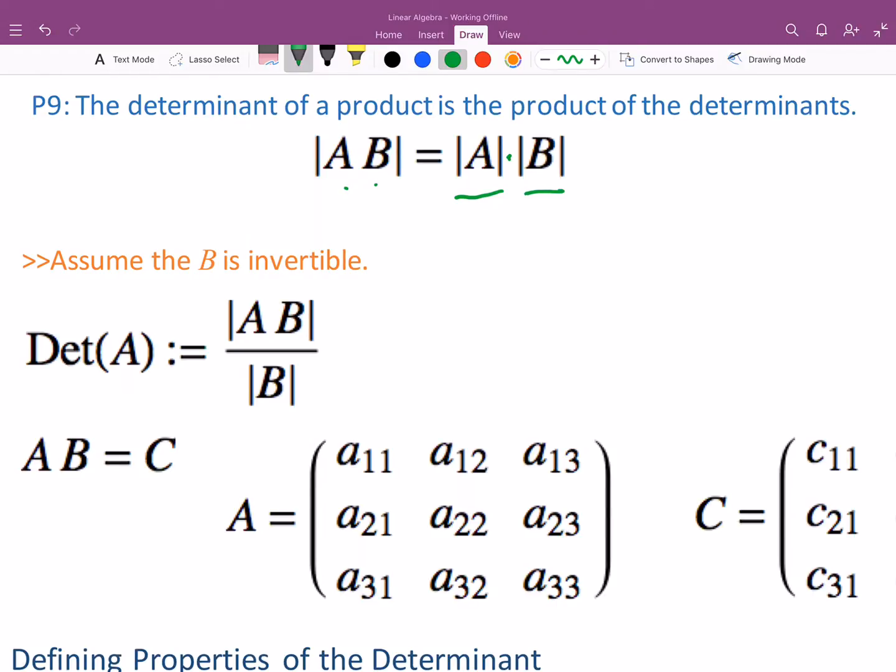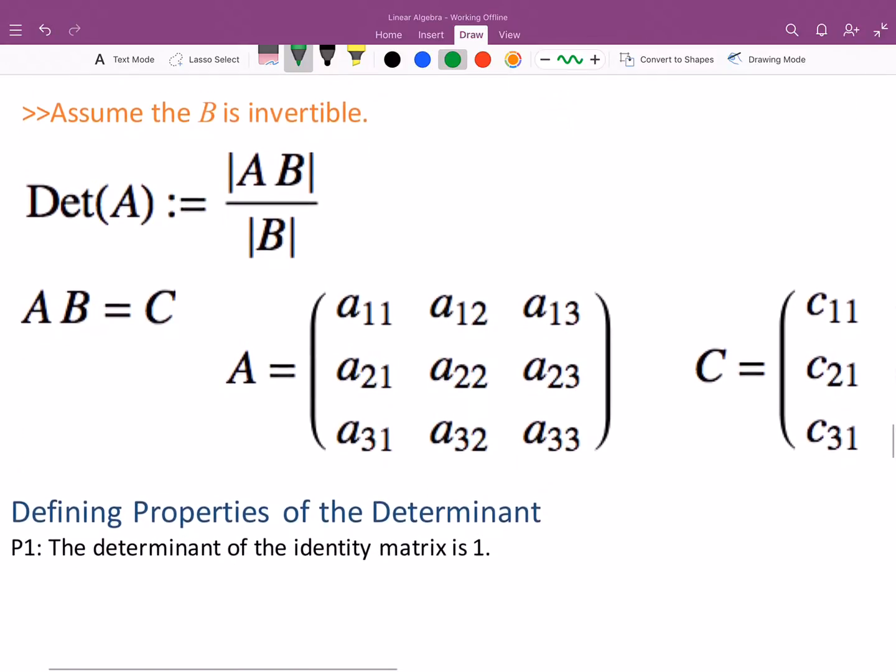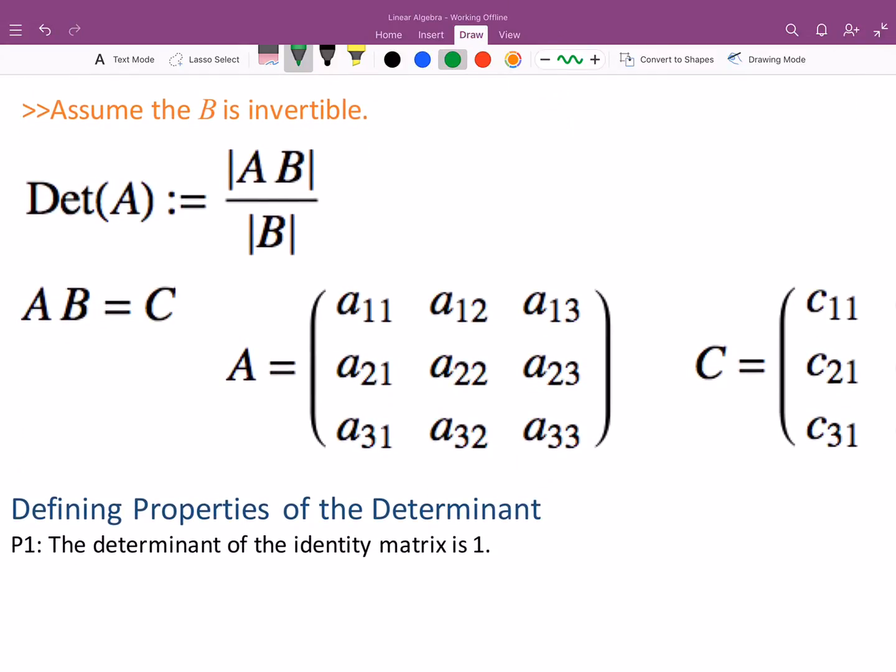There are a number of ways to prove this. The proof I'm going to outline here is a pretty clever one, and I first read it in Gilbert Strang's book from MIT. He defines a function of A called determinant. Assume there is this function, and the way you find the determinant of this matrix A is to multiply it with B, find the determinant, and then divide by the determinant of B.